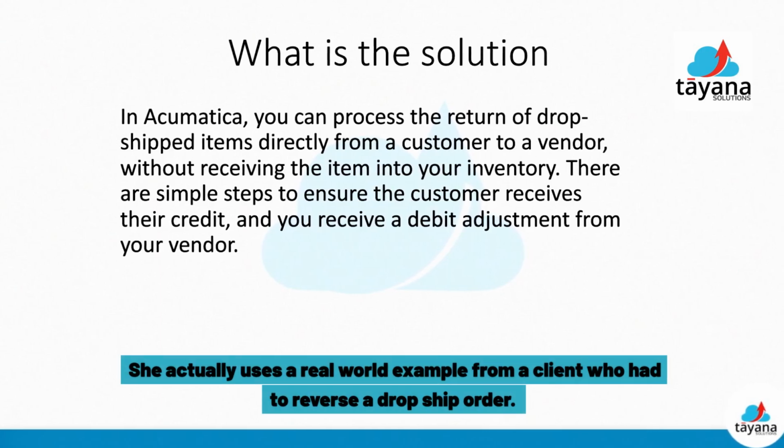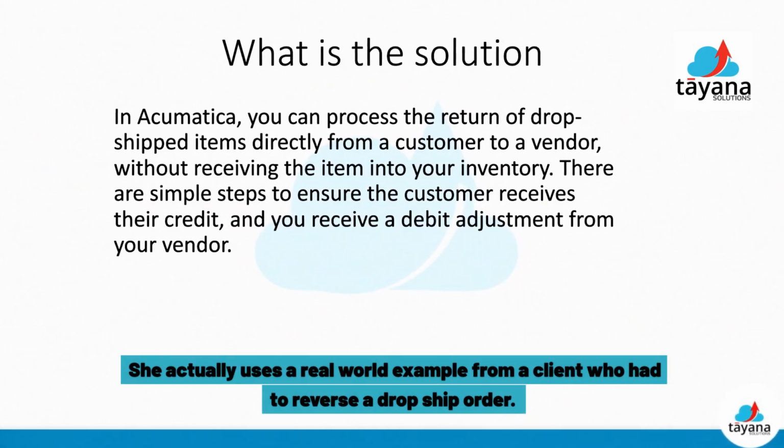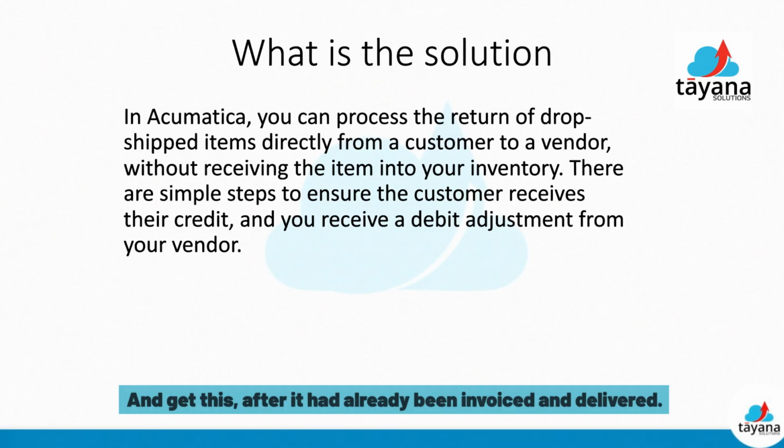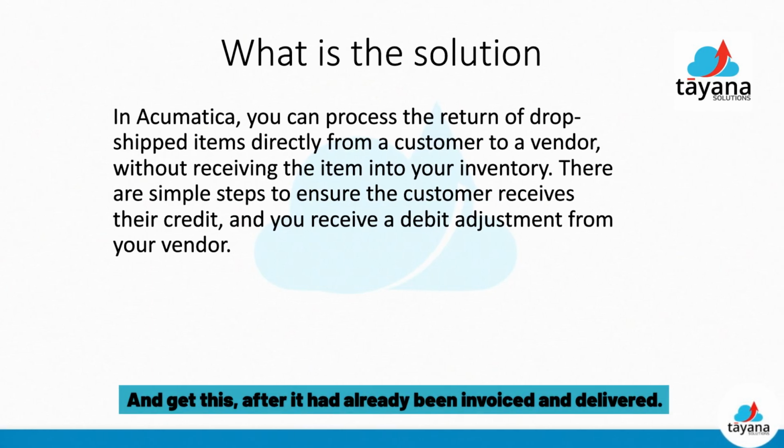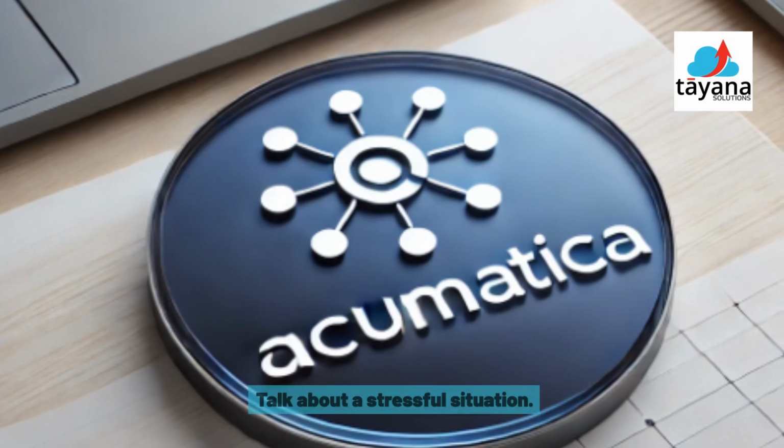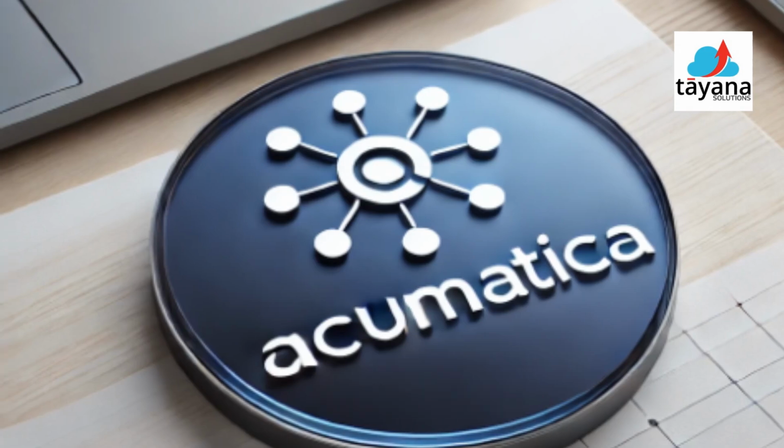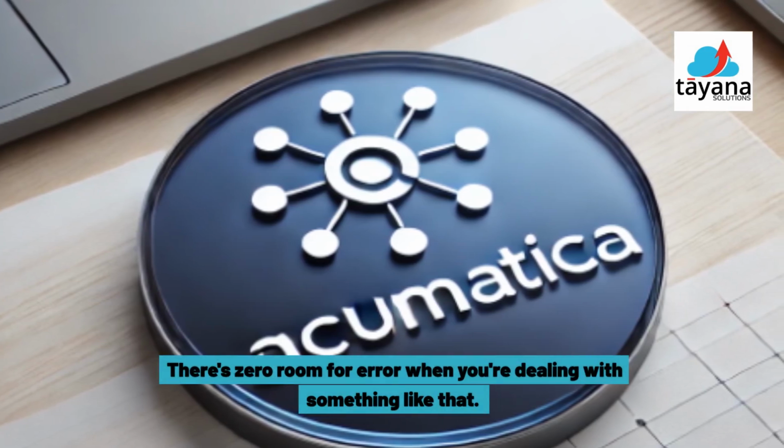She actually uses a real-world example from a client who had to reverse a dropship order. And get this, after it had already been invoiced and delivered. Oh, wow. Talk about a stressful situation. Yeah, no kidding. There's zero room for error when you're dealing with something like that.